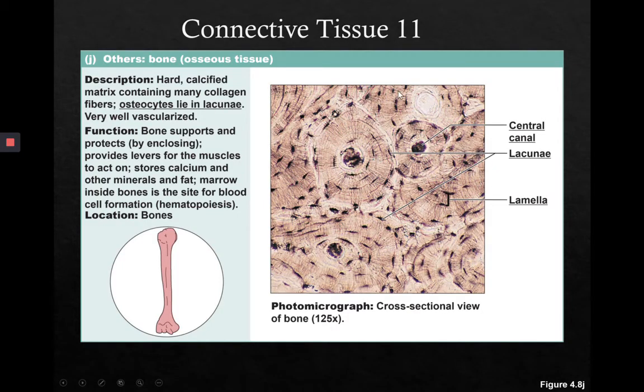So here we can see bone. We're looking at compact bone specifically. And this compact bone is made up of osteons. So here's one osteon. It's made up of multiple concentric circles with a central canal. The concentric circles are called lamellae or lamella. And in between the concentric circles, you find spaces. Those are the lacuna. And in the lacuna would be an osteocyte.